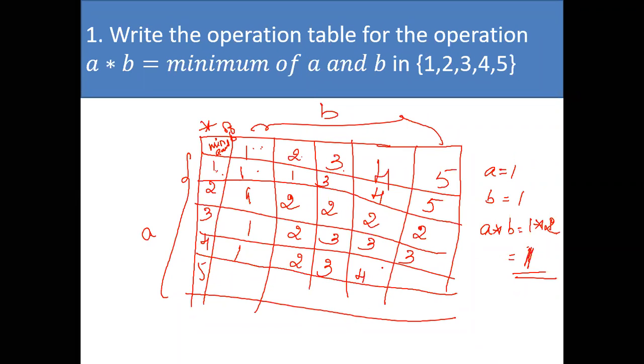Minimum of 1 and 2. Among 1 and 2, which is the smallest number? Minimum means you have to write the smallest number. Okay, you didn't understand, Joyce. Okay, fine. See, as I told you earlier, 1 and 1.